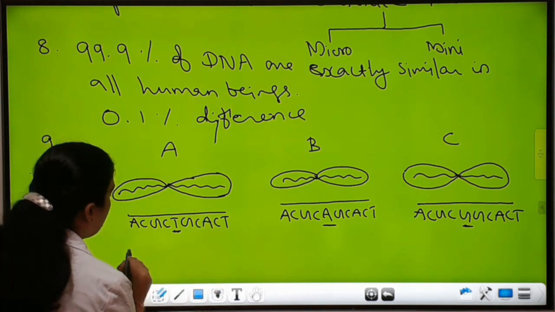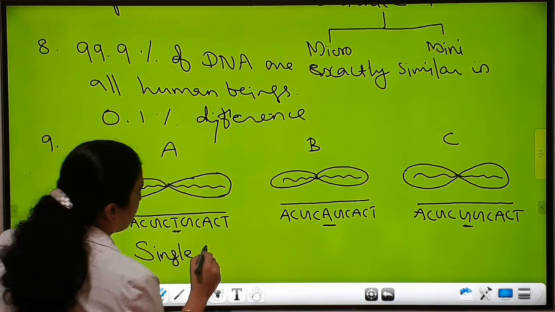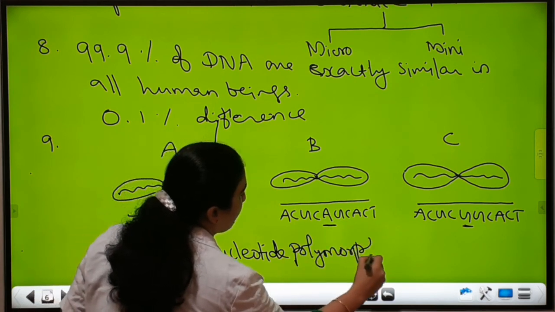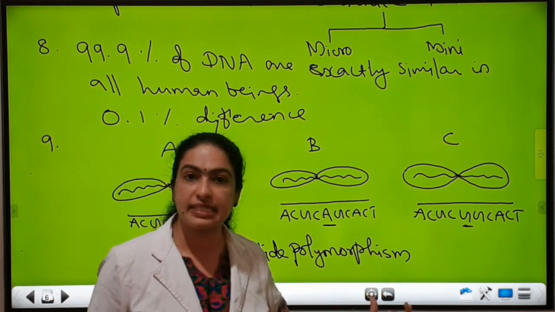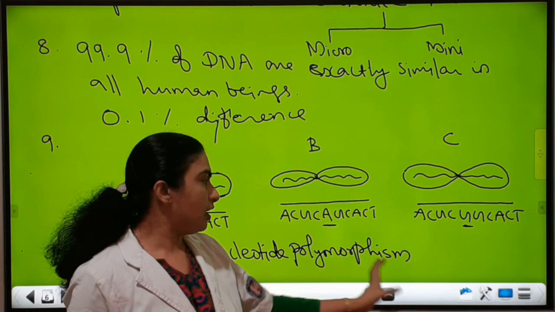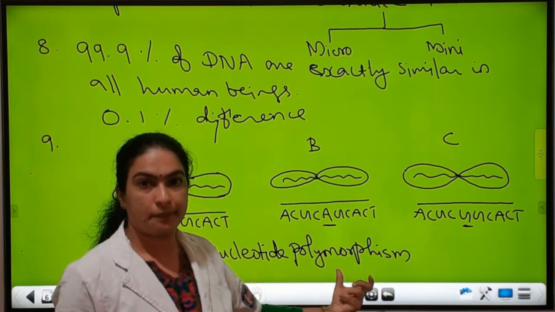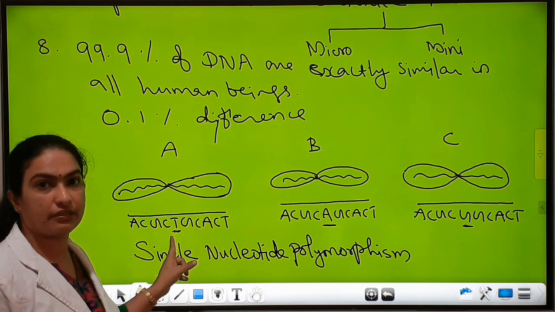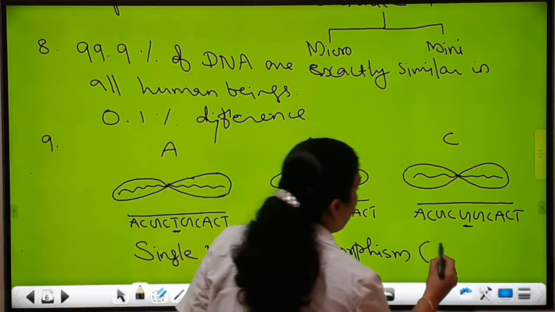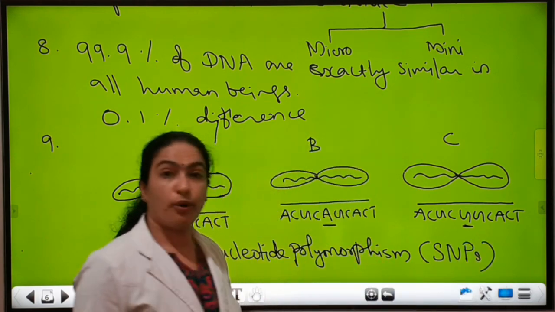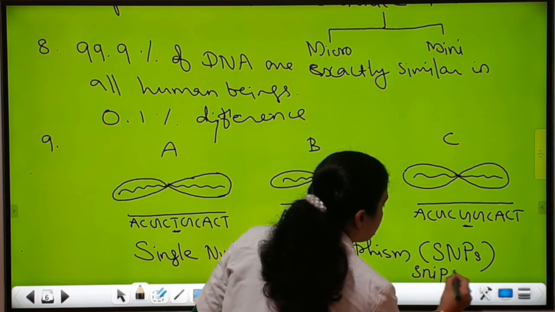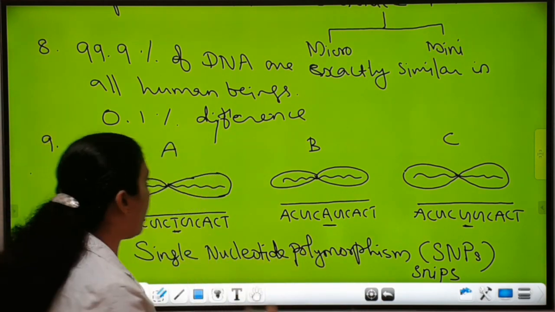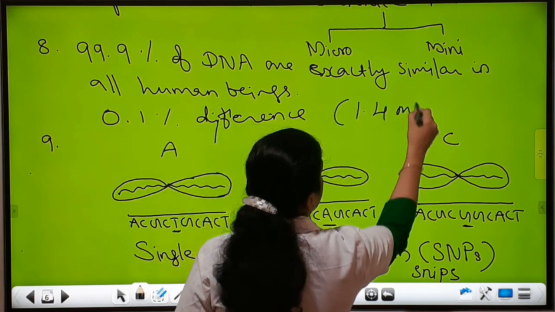And that is called single nucleotide polymorphism. What is polymorphism? Polymorphism is a difference in form or sequencing. Difference in sequencing or multiple forms is called polymorphism. So this polymorphism is due to the difference in a single nucleotide, and that is called SNPs, or single nucleotide polymorphism. And around 1.4 million SNPs are there.